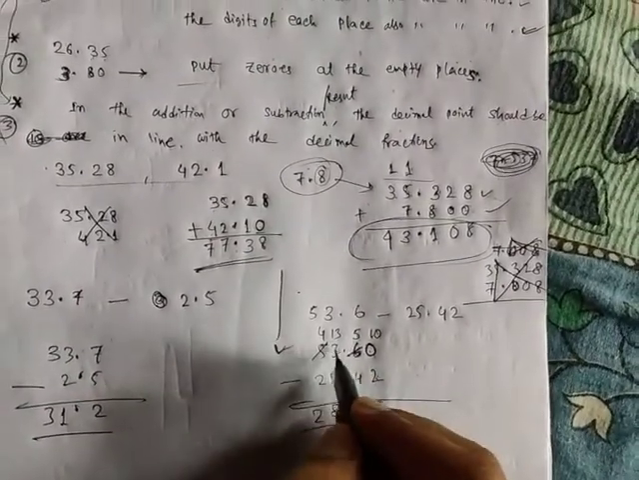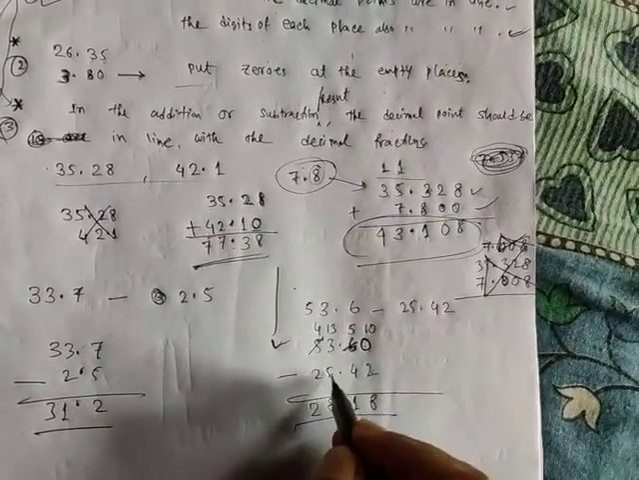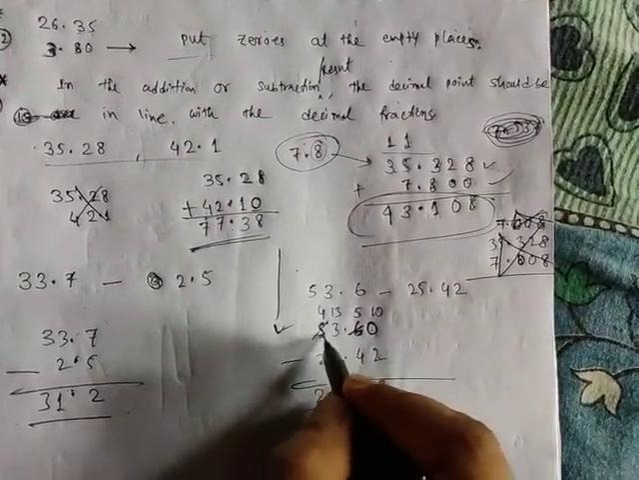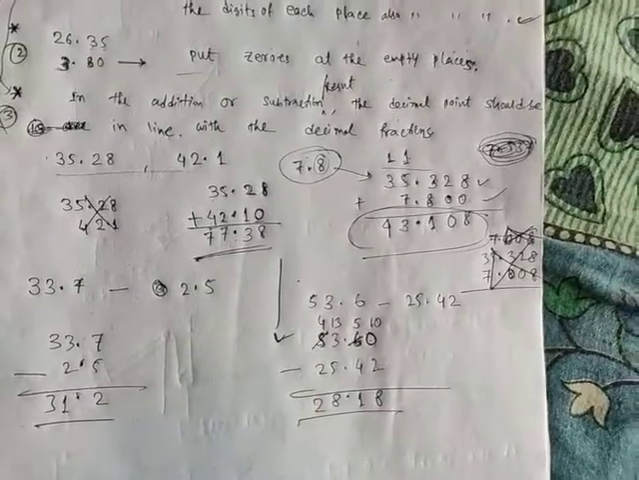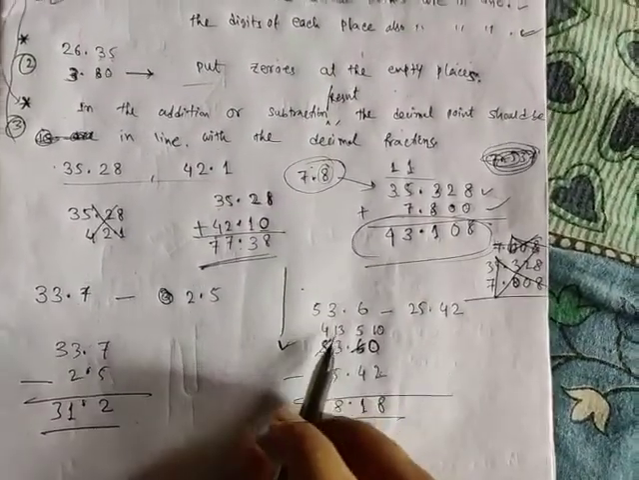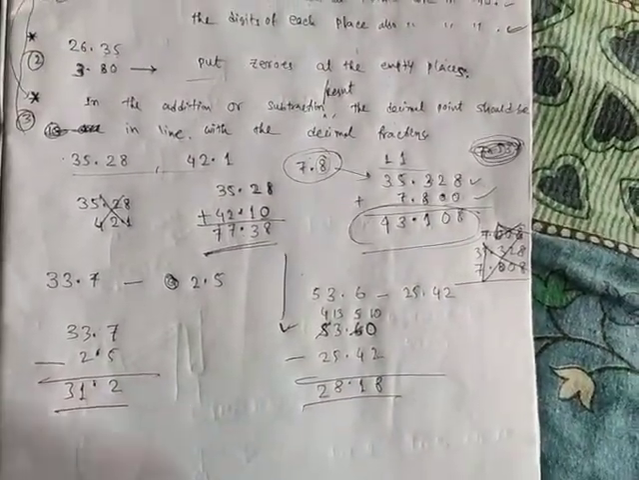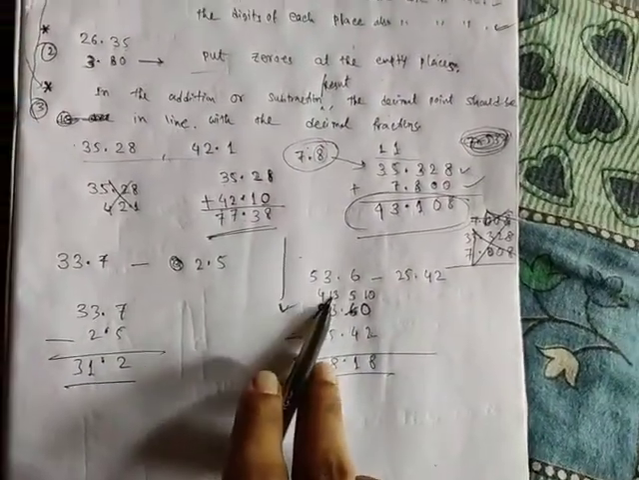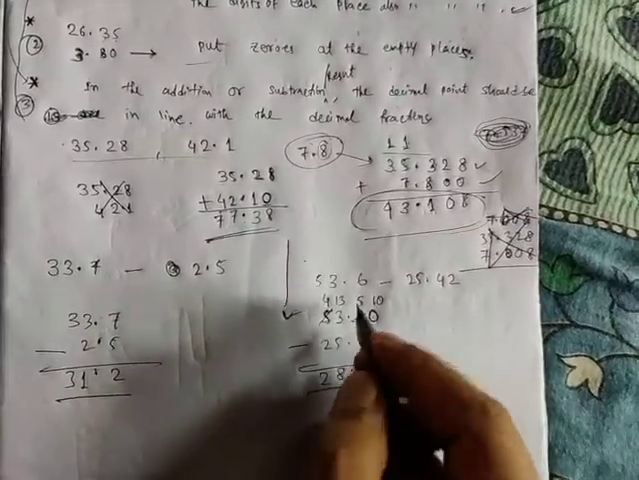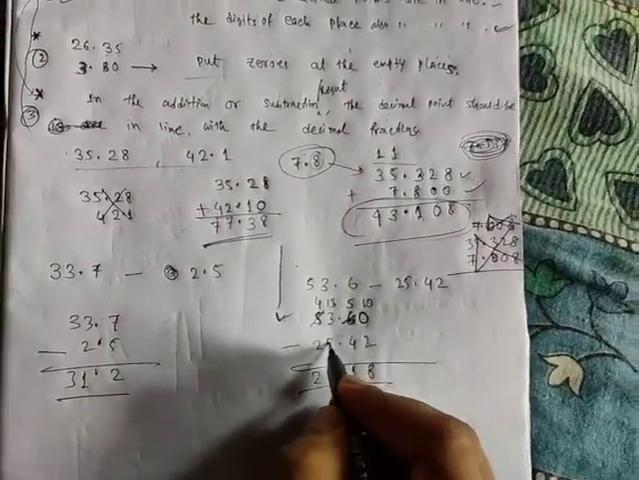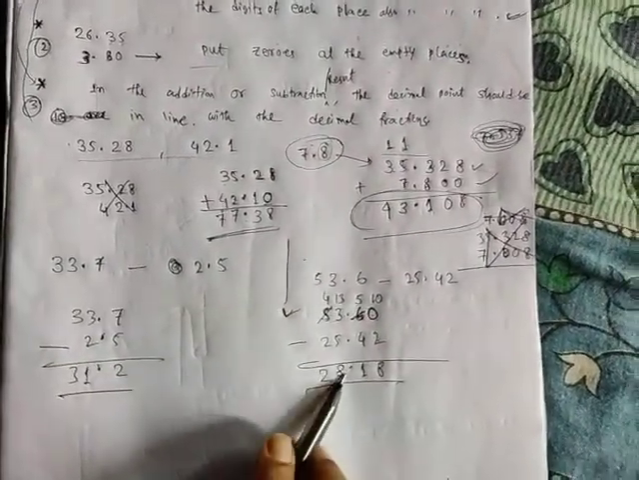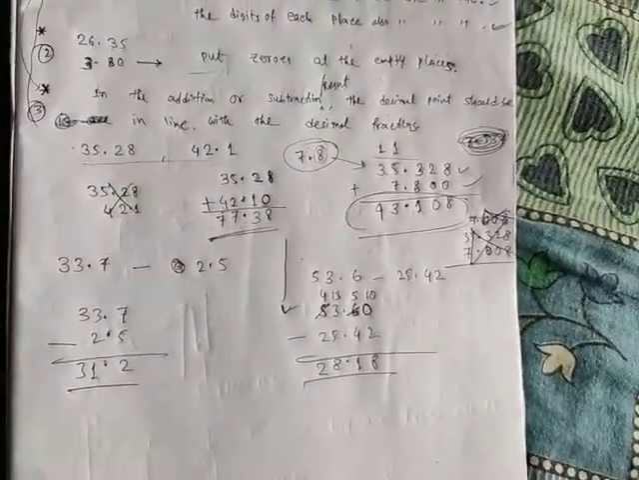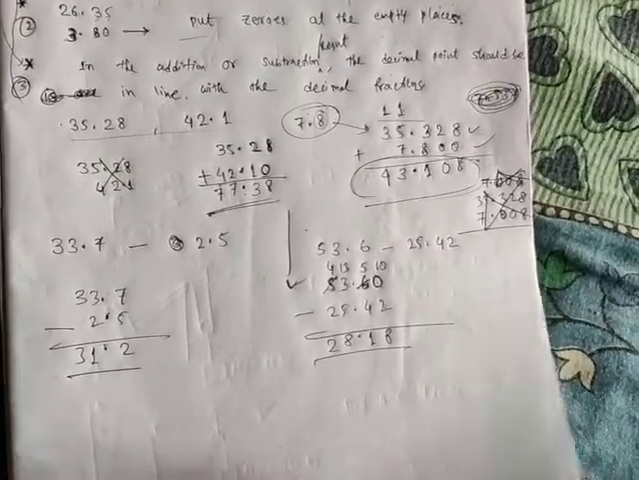Similarly, after that 3 is smaller than 5, that's why the 5 will be smaller by 1, it will be 4, and I have to add 10 with 3, that will be 10 plus 3, and that must be 13. So now we have to do the subtraction. So it will be 13 minus 5 now. 13 minus 5, 8, and 4 minus 2, 2. Okay, another last example for you.